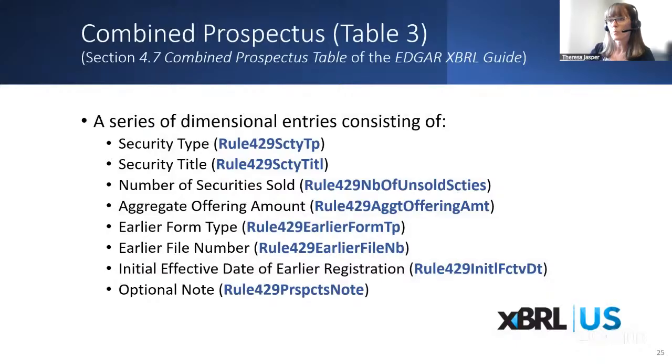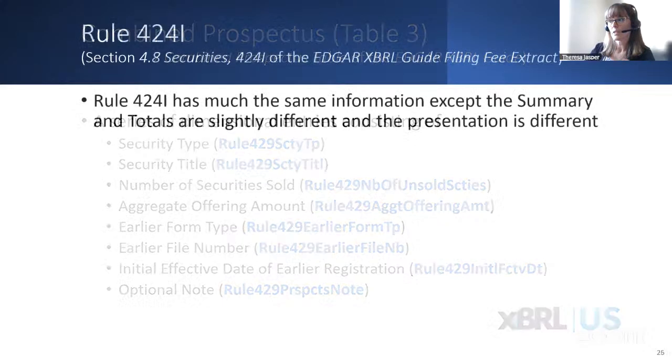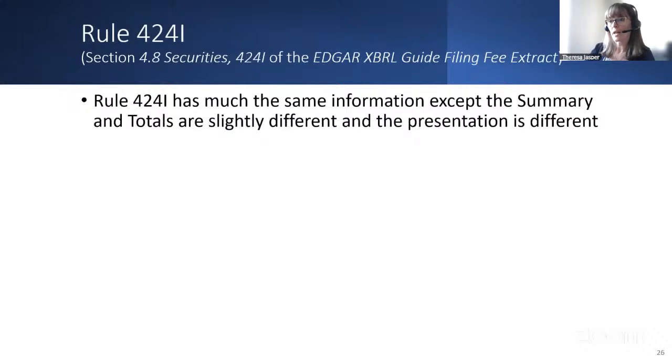In the Combined Prospectus Table 3 section, a series of dimensional entries consisting of security type, security title, number of securities sold, aggregate offering amount, the earlier form type, earlier file number, initial effective date of earlier registration, and an optional note. I did want to note that Rule 424(i) has much of the same information, except the summary and totals are slightly different, and the presentation is quite a bit different.